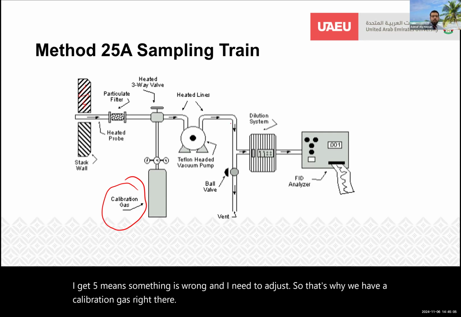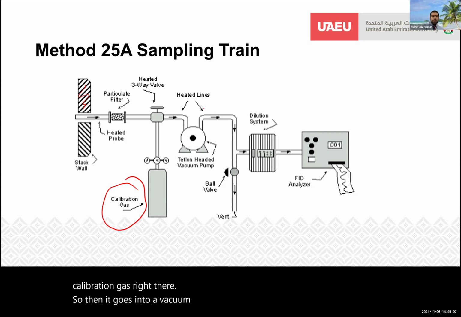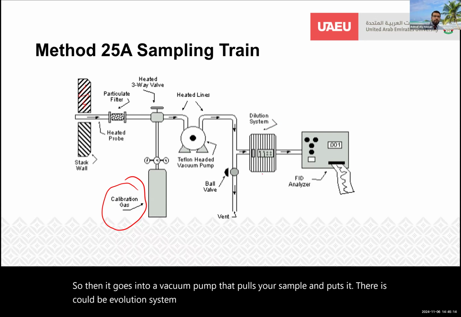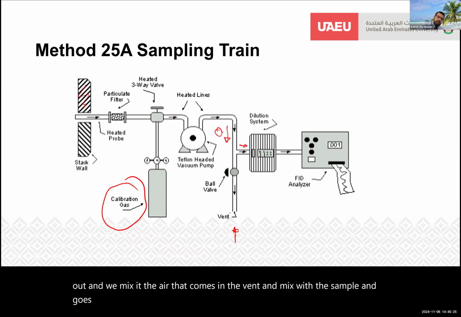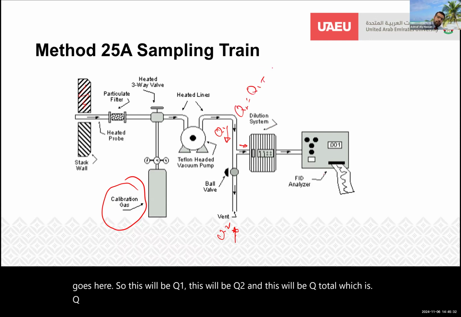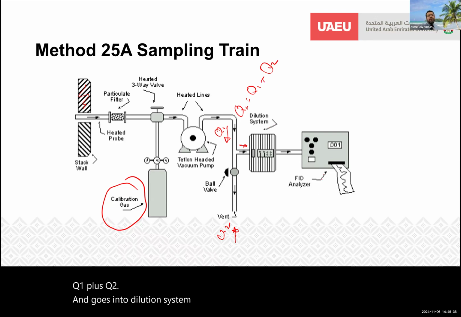Then it goes into a vacuum pump that pulls your sample. There could be a dilution system if needed, if the samples are high. So we get air from outside, the air that comes in the vent, and mix it with the sample, and it goes here. So this will be Q1, this will be Q2, and this will be Q total, which is Q1 plus Q2, and it goes into the dilution system and then finally to the FID analyzer.